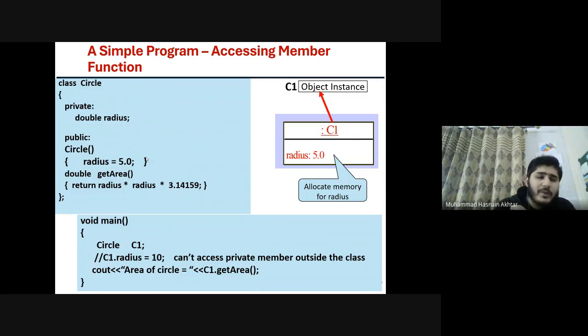You are allowed to make the constructor private, but there will be no advantage of that. You will be wasting your resources on that. And then you have created a member function called double get area, and then in the main you basically use that object and you call the get area function.